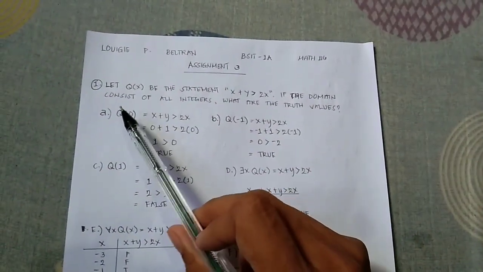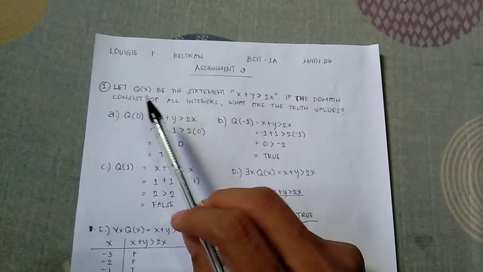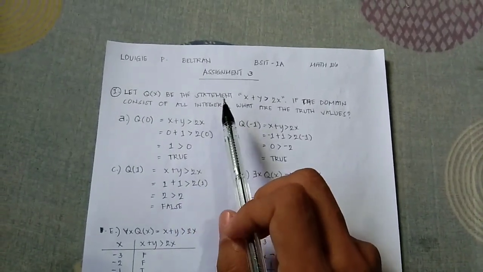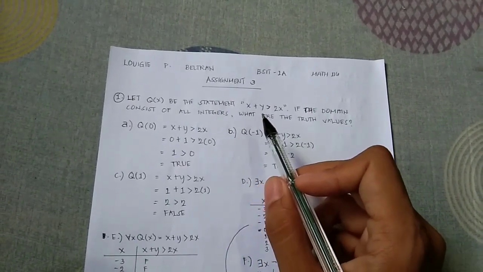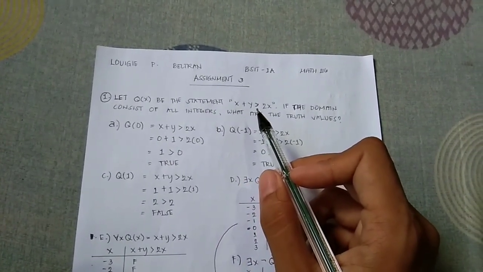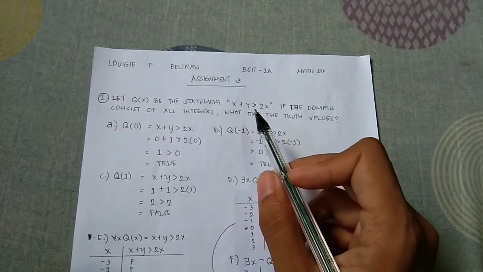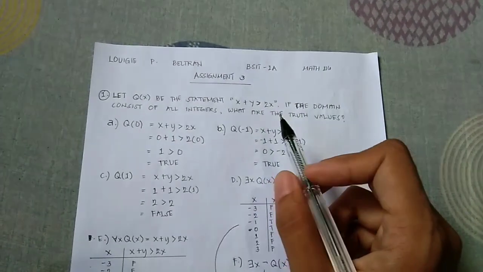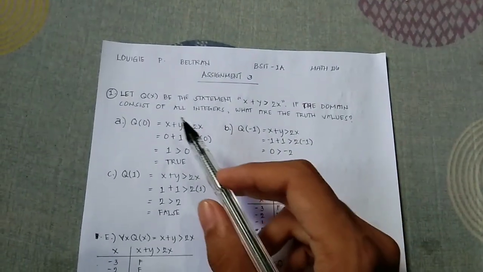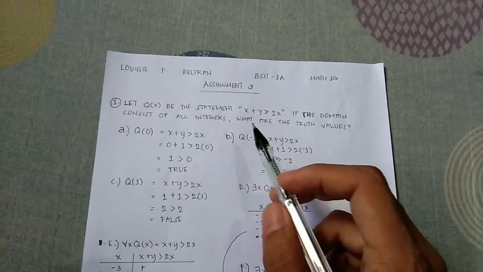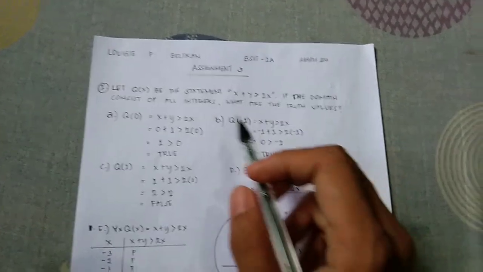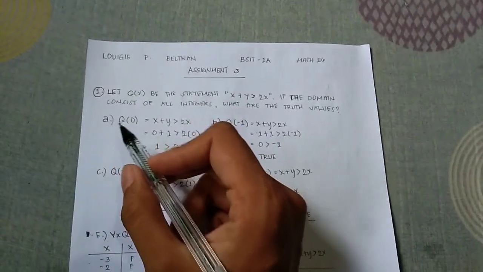Number 1. Let Q of x be the statement x plus y greater than 2x. If the domain consists of all integers, what are the truth values? A.